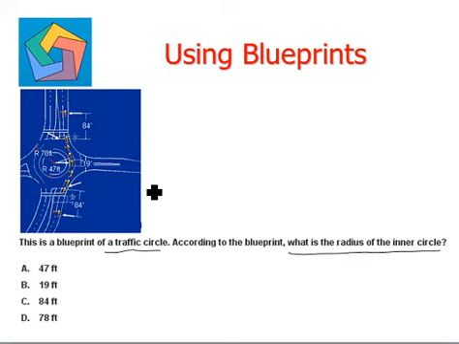Now let's see. If we see carefully, the inner circle is right here, where the radius is 47 feet. So option A is correct, that is, the radius of the inner circle is 47 feet.